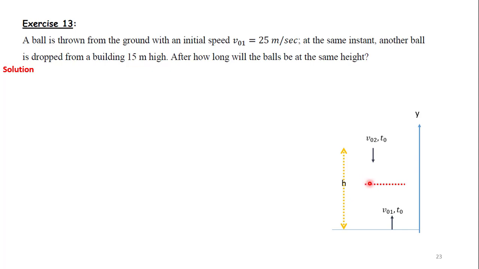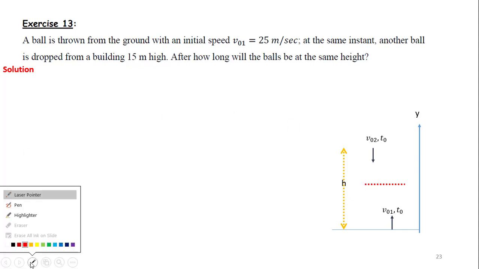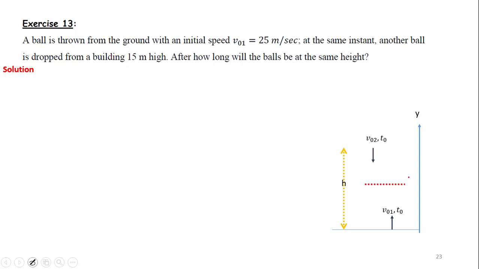We are required to find the instant of time t where the balls will have the same height. So here, let's suppose that ball 1 and ball 2 will have the same height at this level. This level corresponds to the instant of time t. So let's find the time t. From the given, we can clearly see that the balls will have the same height if y1 is equal to y2. Then let's find y1 and y2 and make them equal to each other.